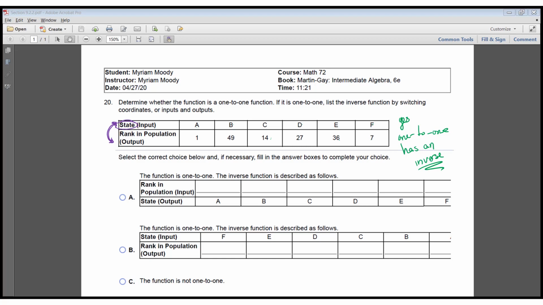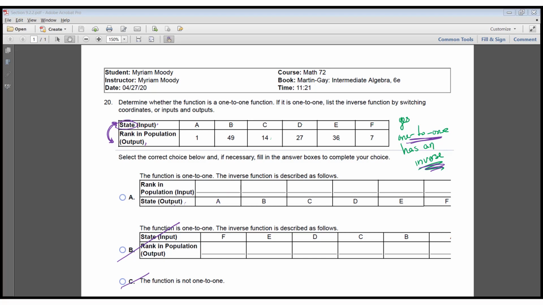So let's look at letter A. My states are the output. That's good. Letter B. Wait, they still have the states as the input. It can't be this one. And letter C we already know is out because we said it was a one-to-one function. So my states on the original were the input. Since this is a one-to-one function, it has an inverse, and the inverse is going to now have the states as the output, which means the output now becomes your input.